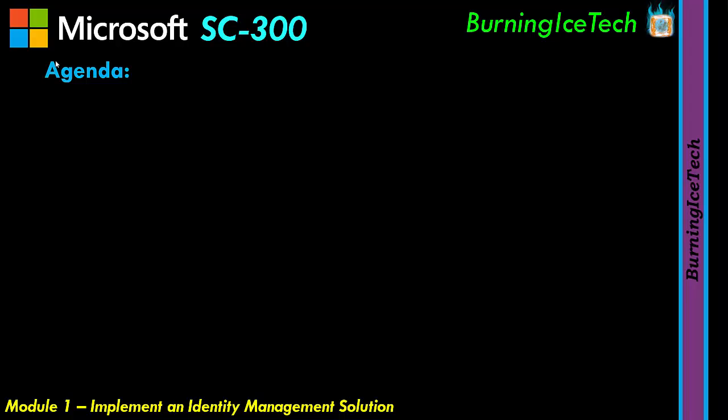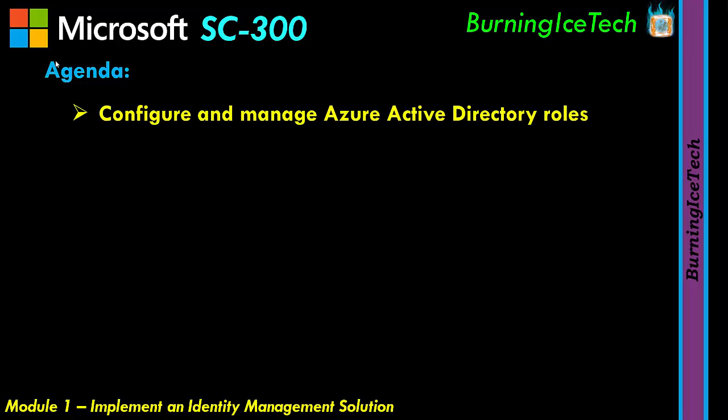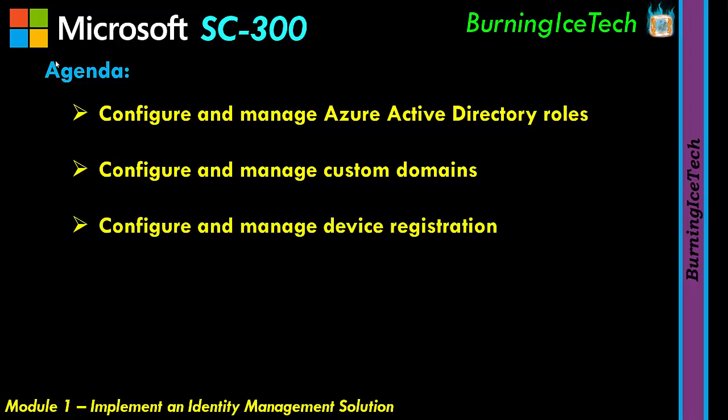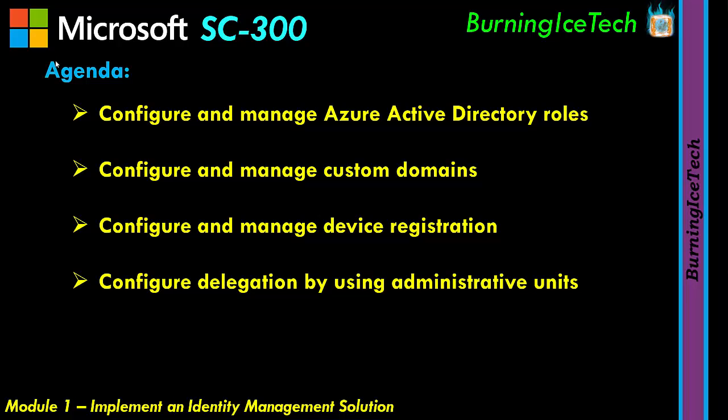Anyway, the first main section we'll be diving into, guys, is configure and manage Azure Active Directory roles. Although I see Microsoft has now changed the name of Azure Active Directory to Entra ID, so I suppose this will probably now be called Entra ID roles. The second main section is configure and manage custom domains. The third is configure and manage device registration. The fourth is configure delegation by using administrative units. The fifth is configure tenant-wide settings.